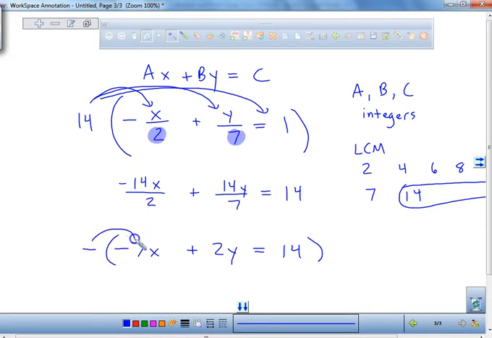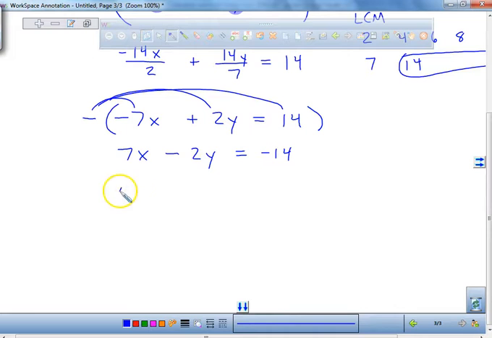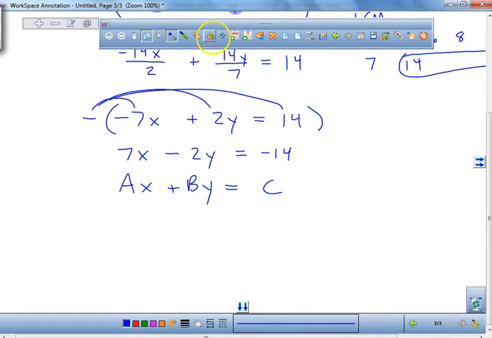Okay? So we're going to distribute a negative to every single number. What's a negative times a negative? Positive. Boom. Now we're good. Everything else, it doesn't matter. It doesn't matter that this is a negative 2y, and it doesn't matter that this is a negative 14. But our a value, now it is in ax plus by equals c form. This is now the correct answer.